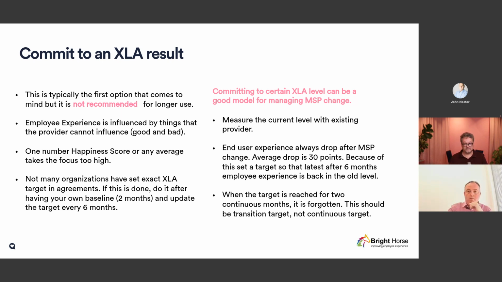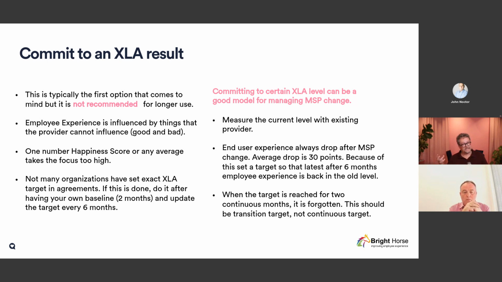And if you do that, set it only for 6 months. And then in the last 2 months of that 6 months, you will see the results. And then you can set a target for the next 6 months. Okay, maybe 1 year is okay as well, but our recommendation is that 6 months is a good time period when renewing the XLA targets.